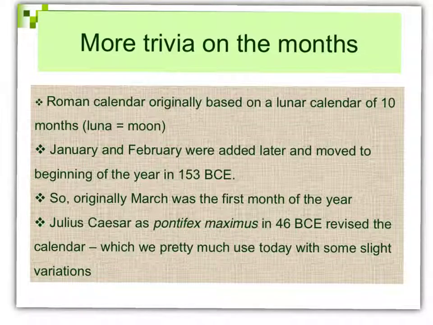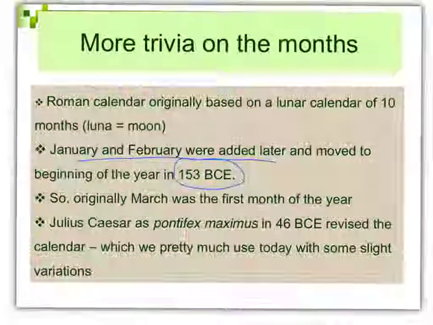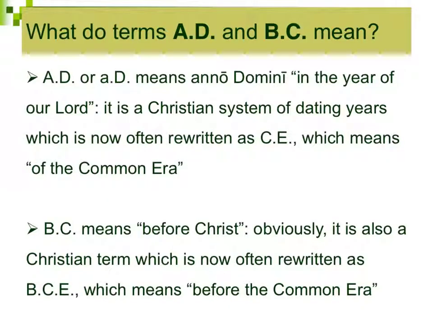A little bit more trivia. The Roman calendar was originally based on a lunar calendar of 10 months. Luna, of course, means moon. January and February were added later and moved to the beginning of the year in 153 BCE. So that, again, March was the first month of the year. Julius Caesar, in his role as Pontifex Maximus in 46 BCE, revised the calendar, which is very similar to what we use today. Now we need to talk about how to determine the actual year.